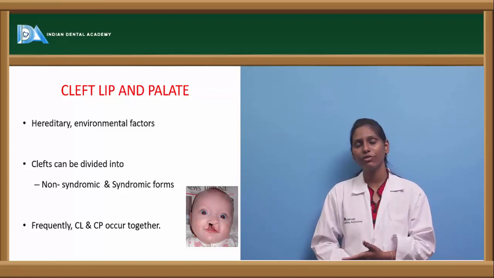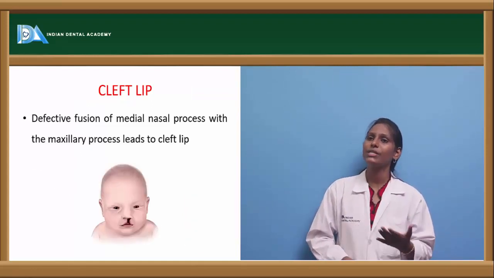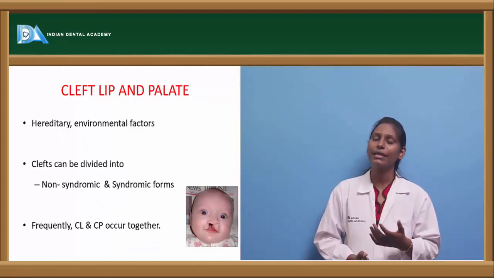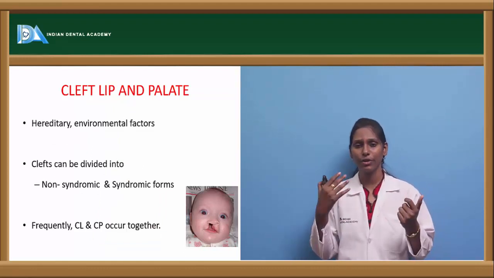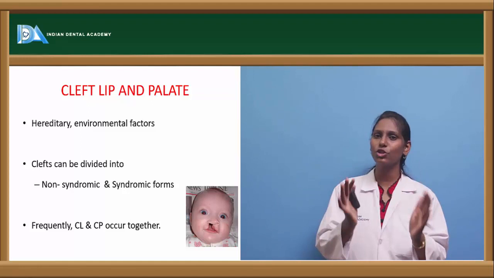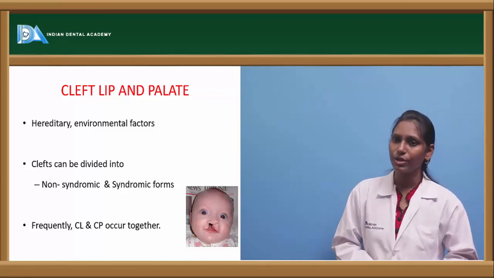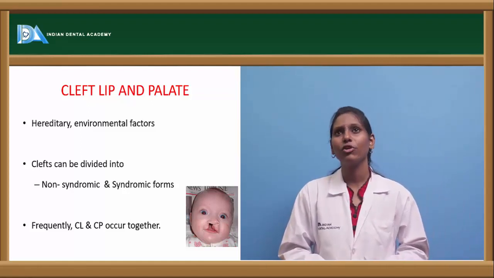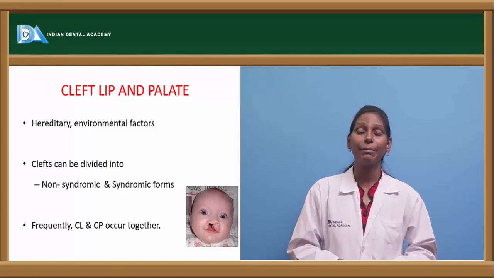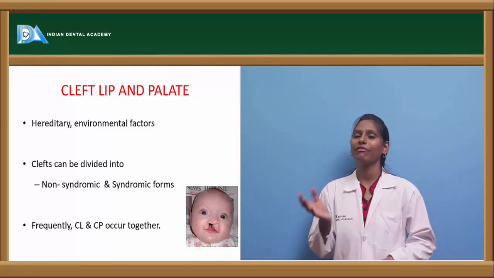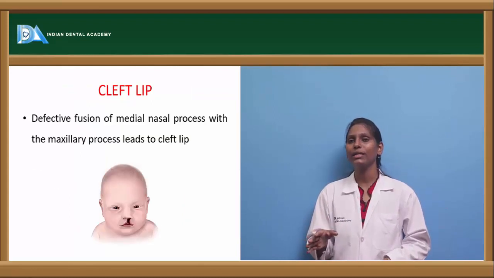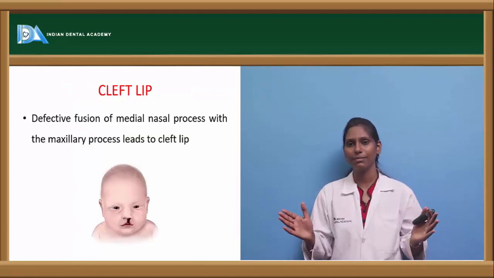In case of syndromic forms, there will be associated conditions, like the patient might have a depressed nasal bridge, or decreased IQ, etc. Syndromic forms of clefts can also be encountered. Among these syndromic forms, Treacher-Collins syndrome is most commonly seen. Frequently, cleft lip and cleft palate can occur together. However, they can also occur separately.